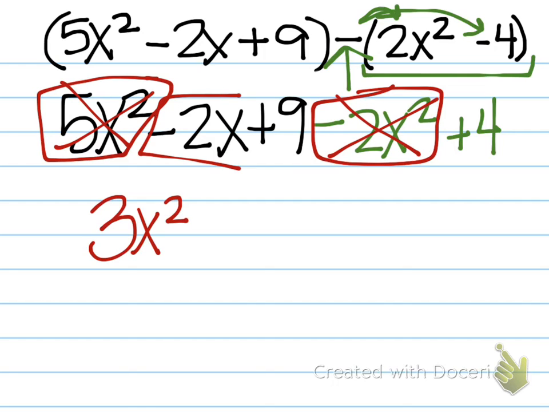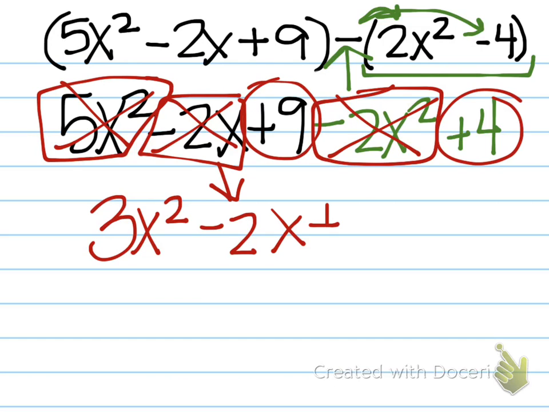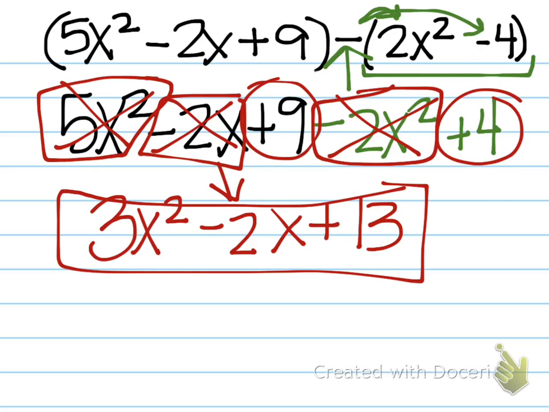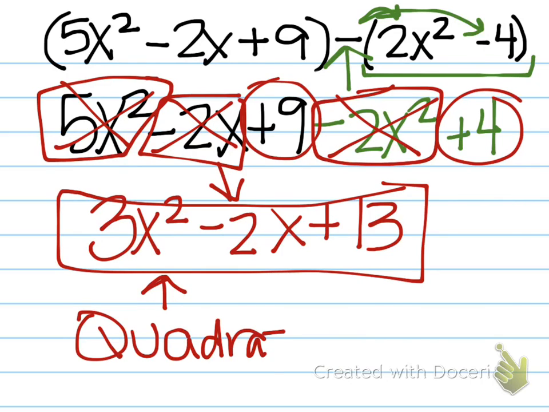Now I have negative 2x, and I have no other x I can combine it with, so I'm just going to bring it straight down. And my last term is 9 plus 4, which is 13. This is my final answer. If I asked you to classify this, which I didn't, but if I did, I would say that it is a quadratic because the first term has a degree of 2, quadratic trinomial because it has 3 terms.